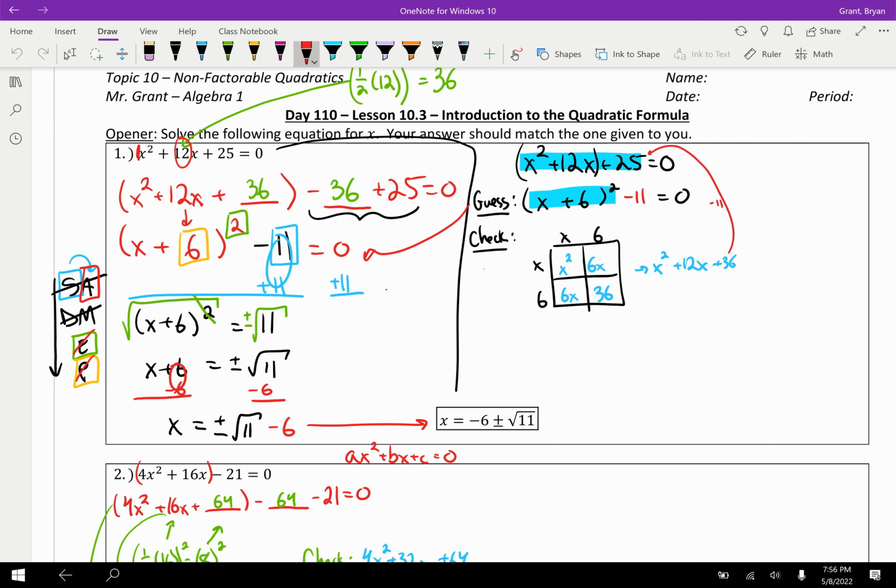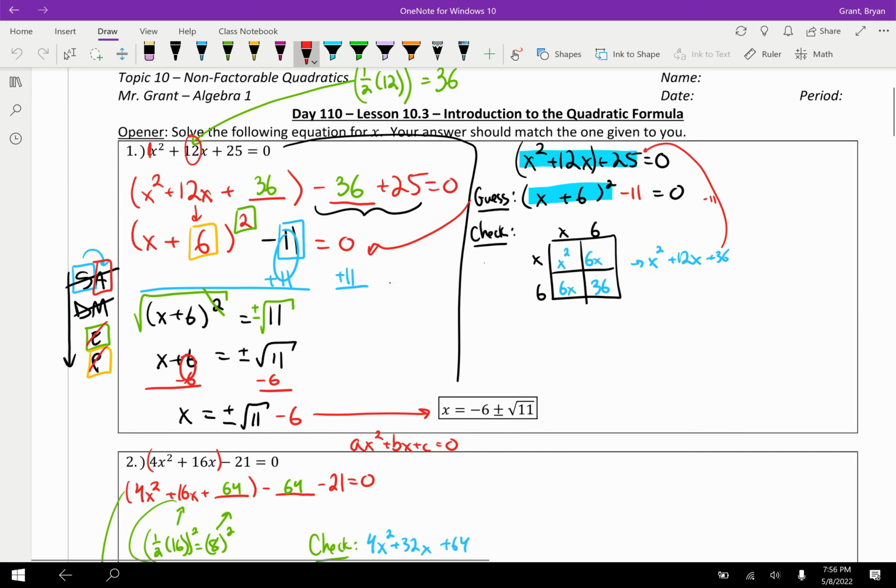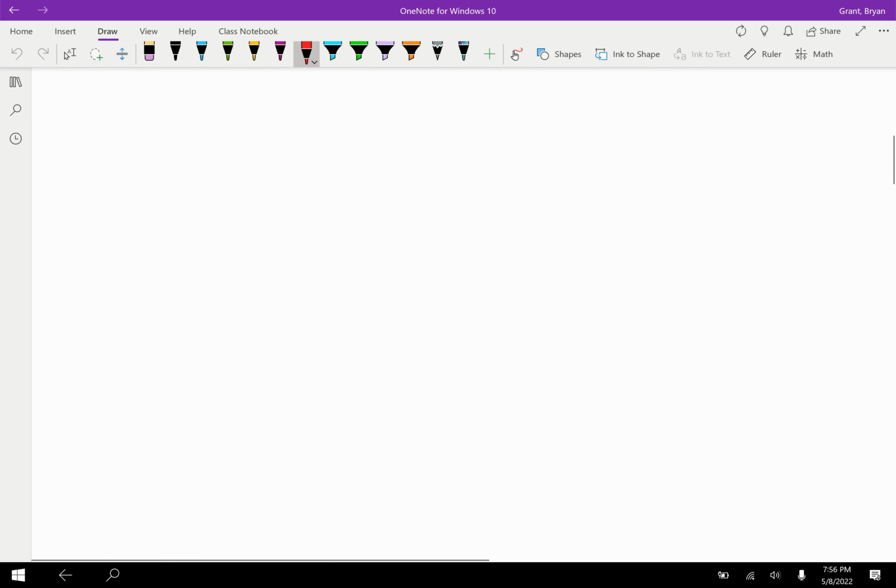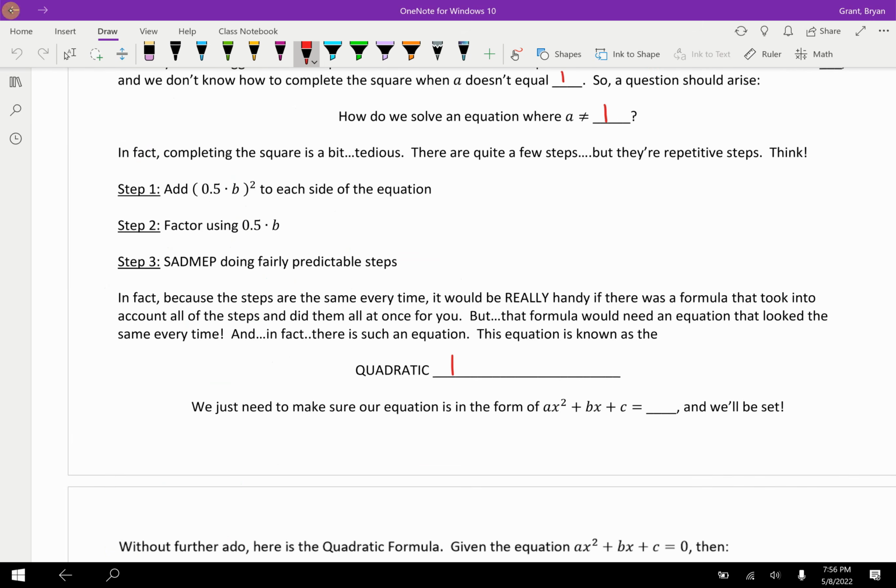And like most things in life, if there are repetitive or predictable steps, it is possible to automate or program something that will run those steps for you. When we design a program, we call it a formula. And so what we're about to learn today is the quadratic formula.